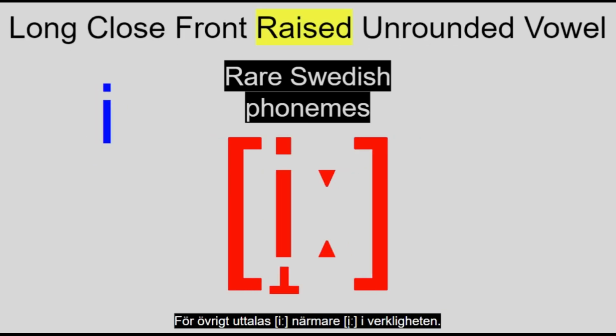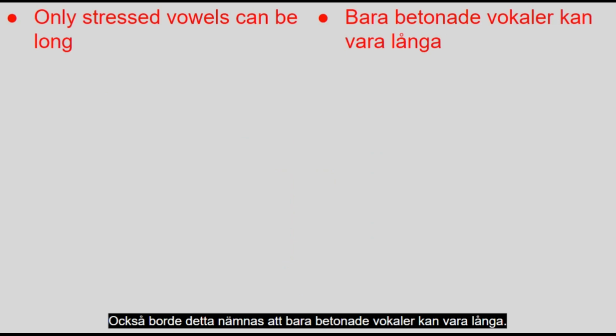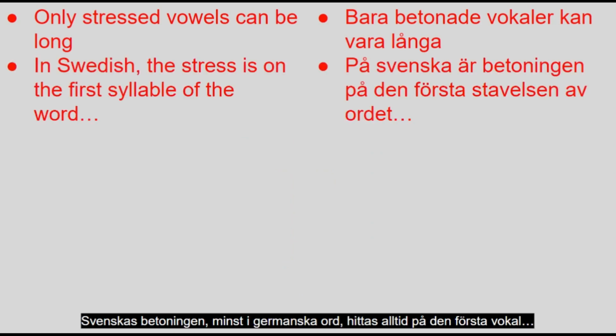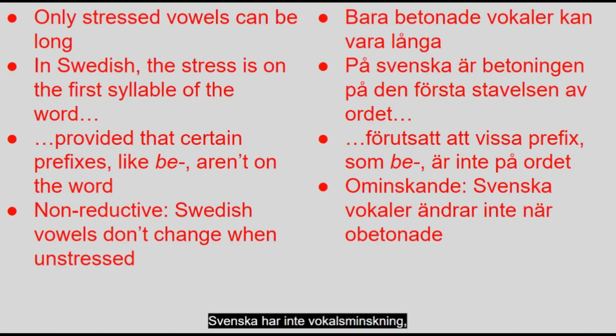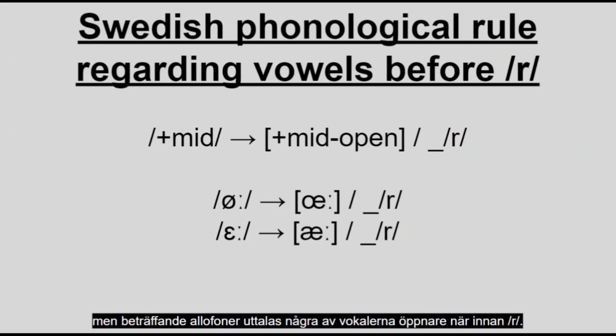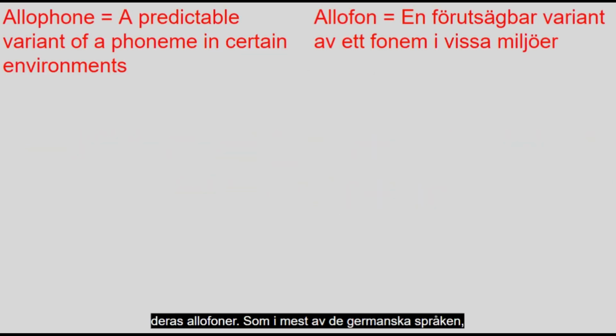In addition, E is pronounced closer to I in real life. It should also be mentioned that only stressed vowels can be long. The stress in Swedish, at least in Germanic words, is always found on the first vowel of the root, not the word. So if there's certain prefixes, like in behöva, the be prefix isn't stressed. Swedish does not have vowel reduction, but in terms of allophones, some of the vowels are pronounced further open when before r. Now about the consonants, and firstly, their allophones.